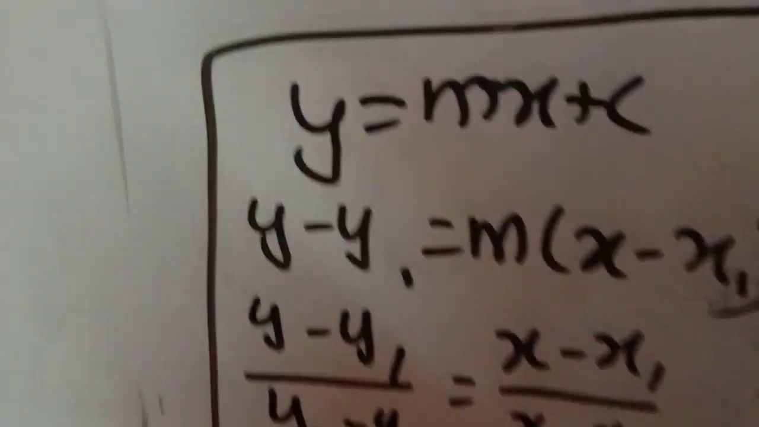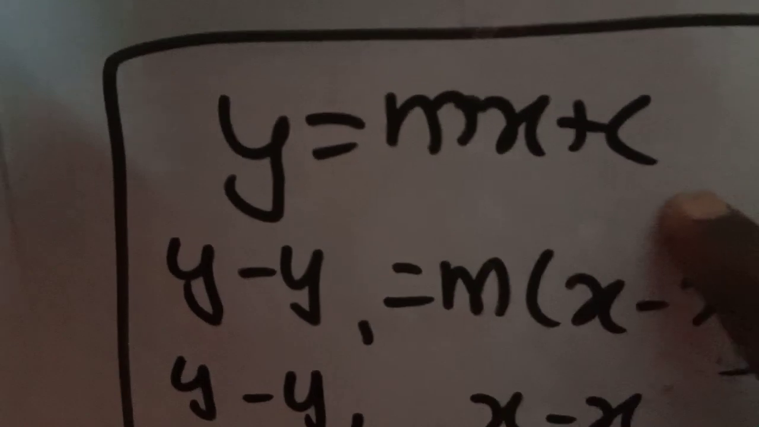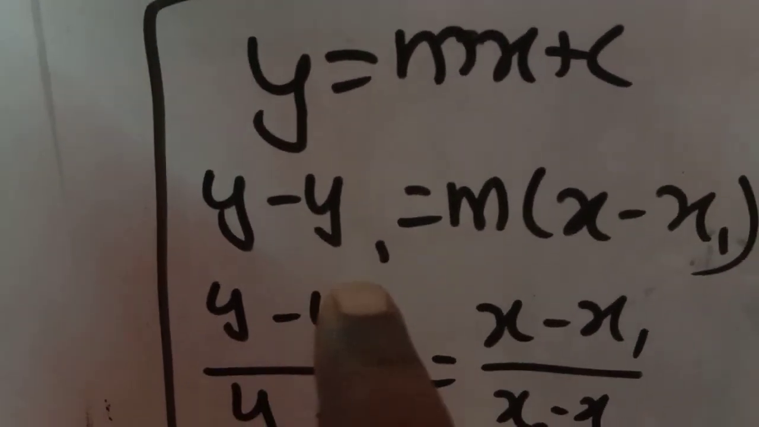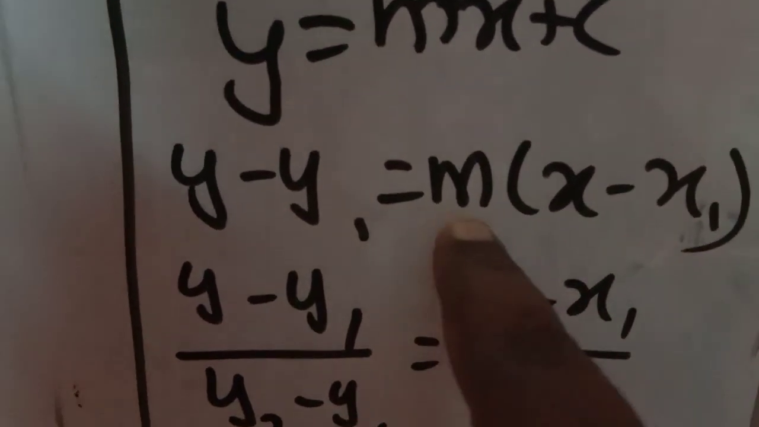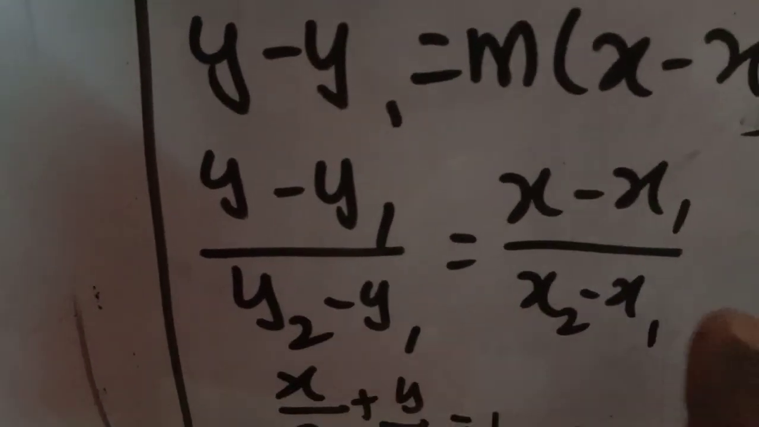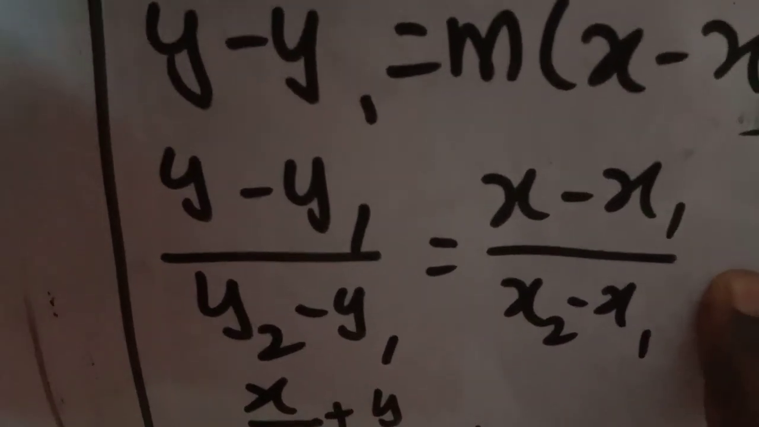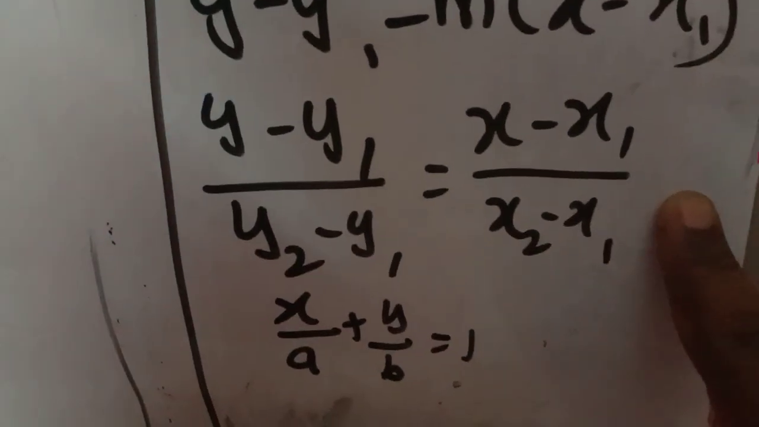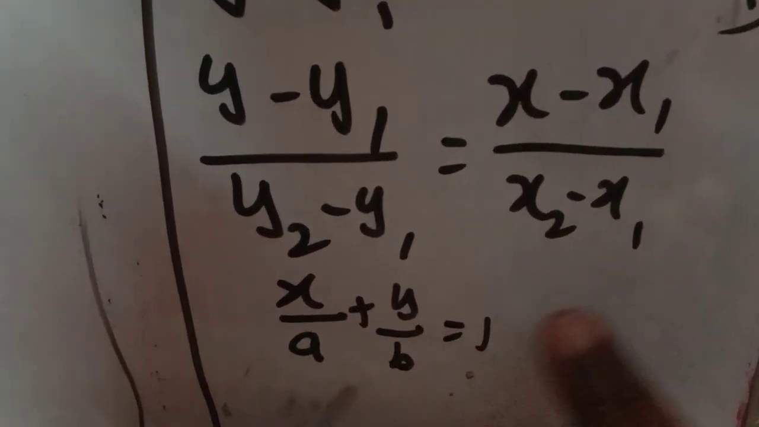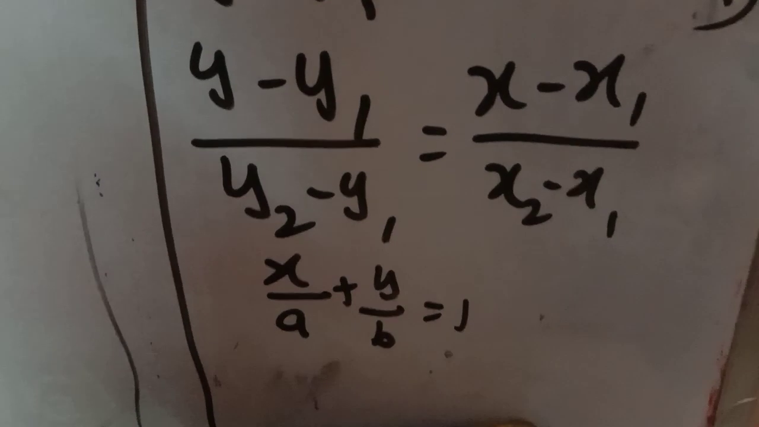Equation y equal to mx plus c, where m is the slope and c is the y intercept. Y minus y1 equal to m into x minus x1, where m is the slope and x1, y1 is one point given. Here, if two points are given, y minus y1 by y2 minus y1 equal to x minus x1 by x2 minus x1. The fourth one is x by a plus y by b is equal to 1.